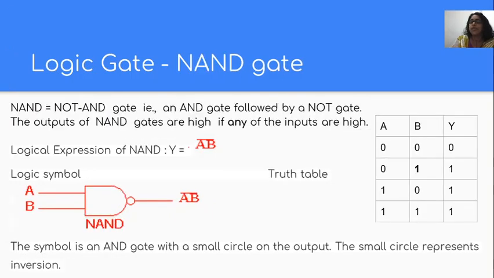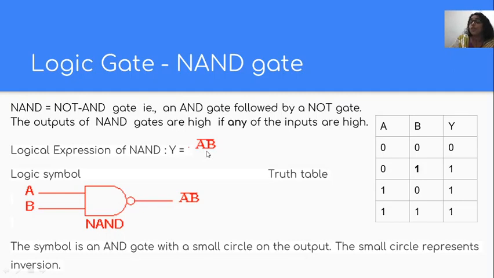Then coming to the NAND gate. What is NAND gate? It is a combination of NOT and AND gate. That is an AND gate followed by a NOT gate. That is the NAND gate. NAND gate symbol is AB bar.